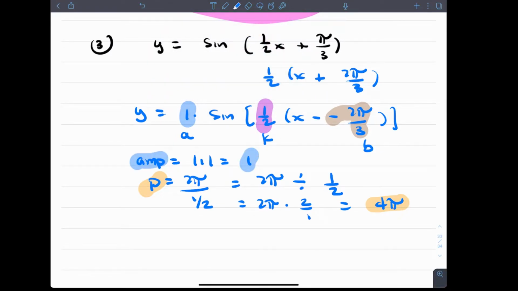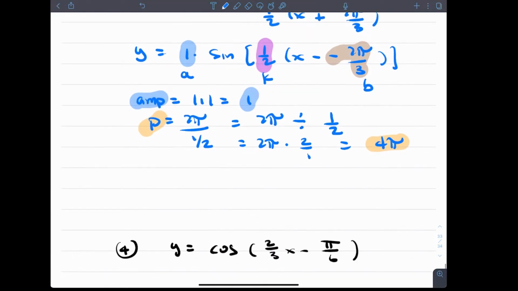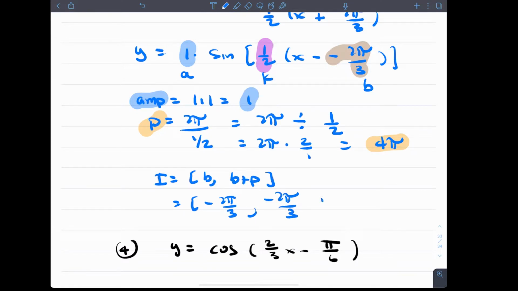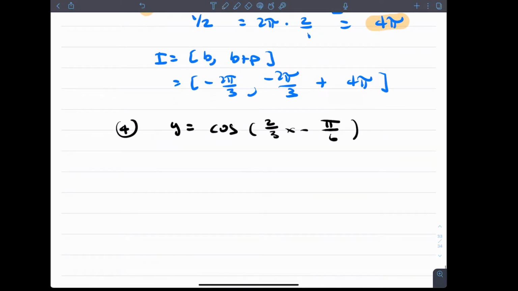Okay, you guys okay with this? What do you guys think? Is that amazing? So everything that we've been doing, you know, we're in good shape. So the interval of one cycle, the definition, remember b plus p. So here's my interval of one cycle. What is b? Negative 2 pi over 3. So I start at that, and then I have to add a multiple of what? 4 pi, ladies and gentlemen.